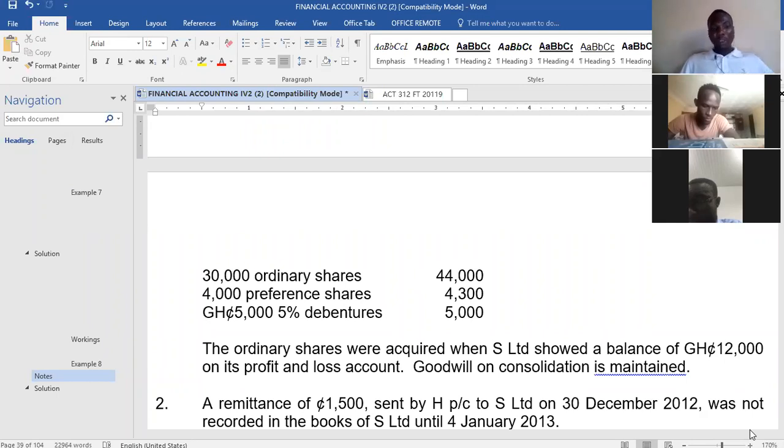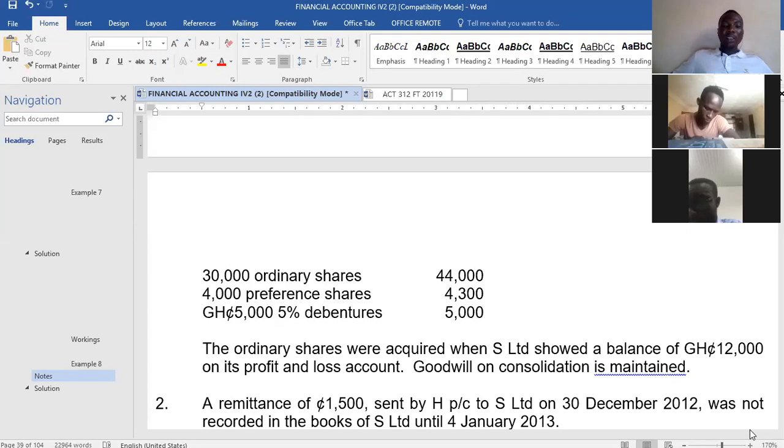Now, they went on. They said the ordinary shares were acquired when S showed a balance of 12,000 on its profit and loss account. So this is your pre-acquisition surplus. So when you are looking at your cost of control account and you need your pre-acquisition surplus, this 12,000 is what you'll be taking. There is a goodwill on consolidation which is maintained.